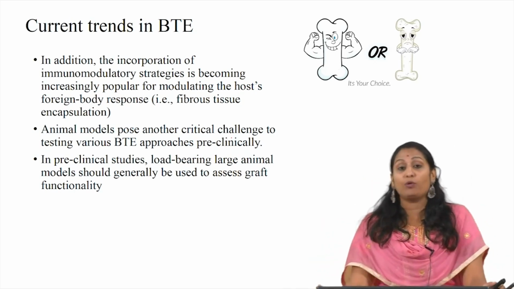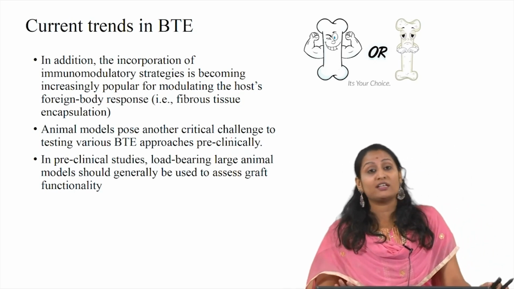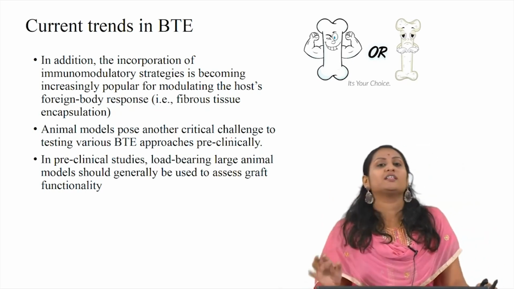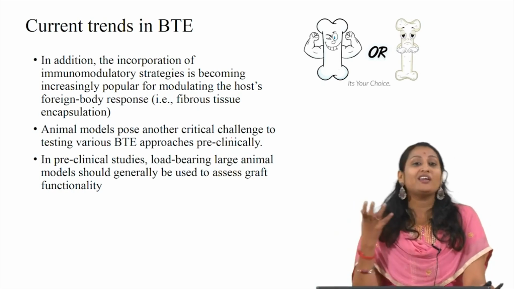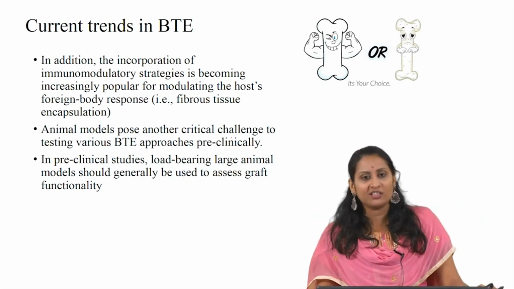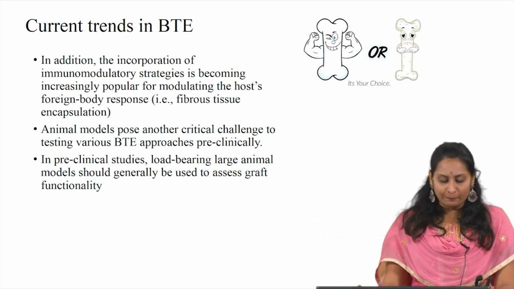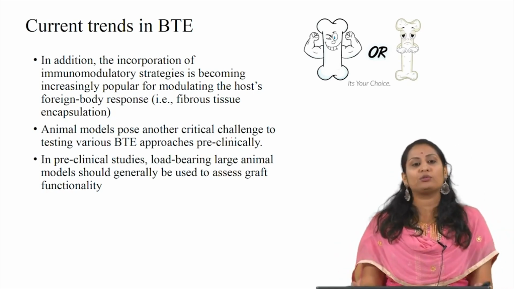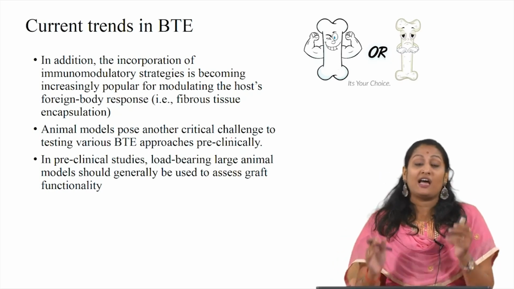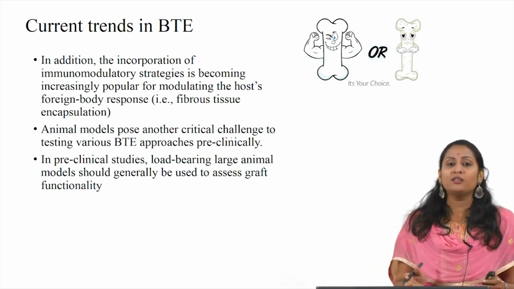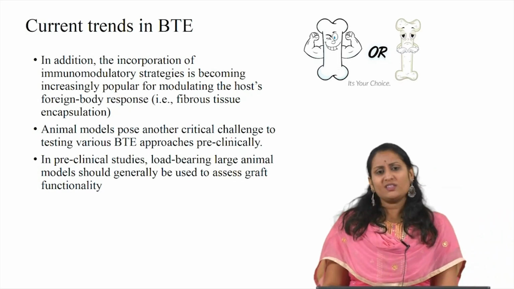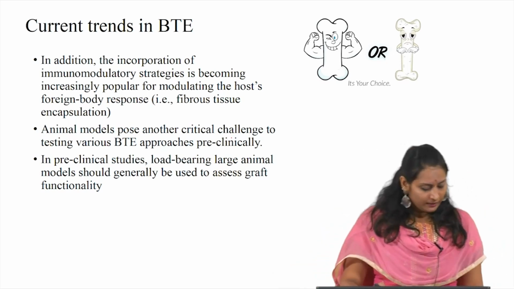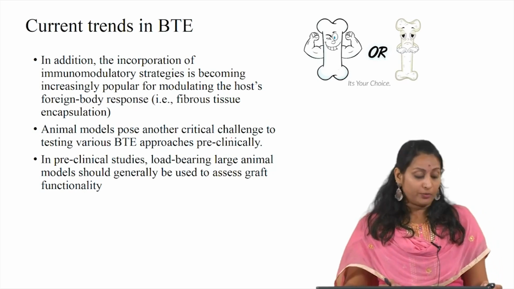Then another critical challenge is the availability of animal models. Animal models pose another critical challenge to test various bone tissue engineering graft approaches preclinically. And preclinically, load bearing large animal models should generally be used to assess graft functionality, and this is one of the major pitfalls we face in order to check the bone graft properties.